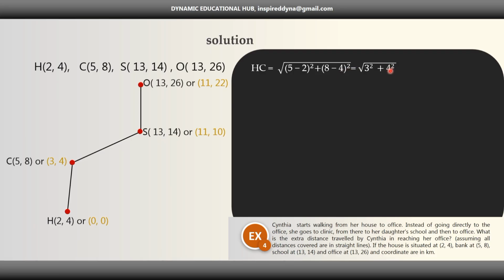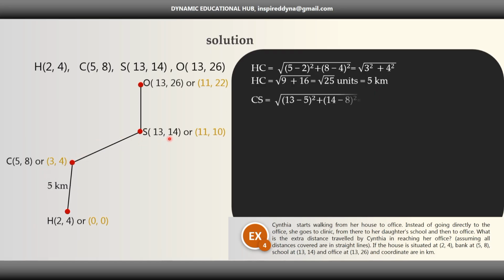Now what is the square of 3? That's 9. You have the square root of 9 plus, what is the square of 4 here? We have 16. You have root of 9 plus 16, that is root 25. And root 25 is a perfect square. Root 25 is 5. Then you have 5 units. The unit according to the question is kilometer, so you have 5 kilometers. So HC is 5 kilometers. The next distance is CS.